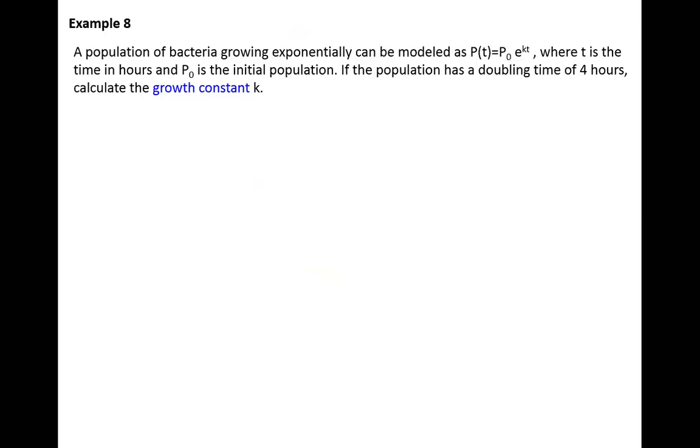We just have to take the same equation, but we will calculate a different thing. We have P sub 0 e to the power of KT. We don't know the rate, but we know the time. We know that the doubling time is 4 hours. That means K times 4.